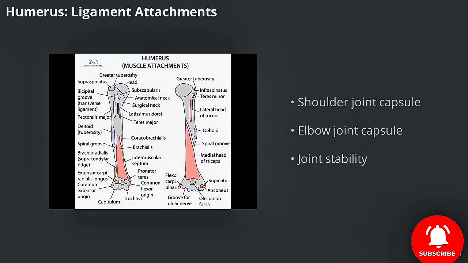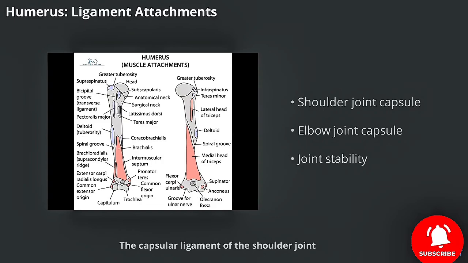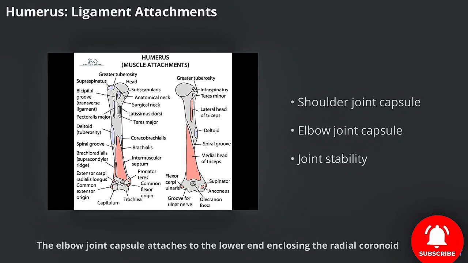Capsular ligament of the shoulder joint attaches to the anatomical neck of the humerus, except medially where it dips down to include part of the shaft. The elbow joint capsule attaches to the lower end, enclosing the radial, coronoid, and olecranon fossae. These ligamentous attachments are vital for joint stability and movement.